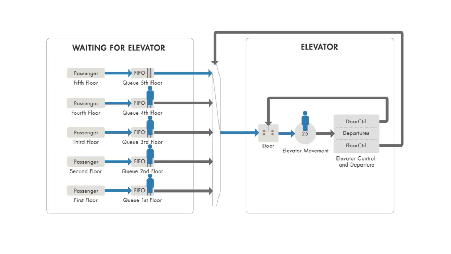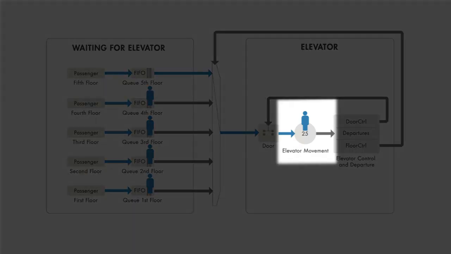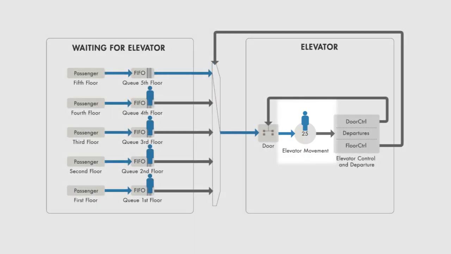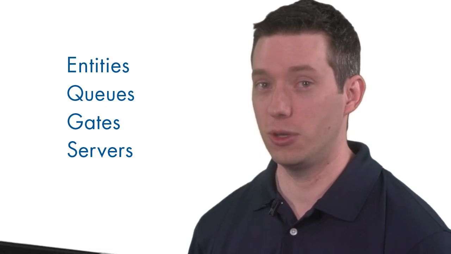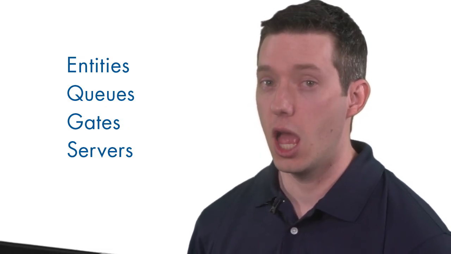Once on the elevator, transit is modeled with what's known as a server. The server holds the entities for a prescribed amount of time, which in our case is the time it takes to get to their destination. So with basic concepts like entities, queues, gates, and servers, discrete event simulations enable us to explore fundamental questions about a process. In our case, we can use the simulation to answer how long passengers spend in the elevator, how often the elevator is idle, and which floors demand the most usage.